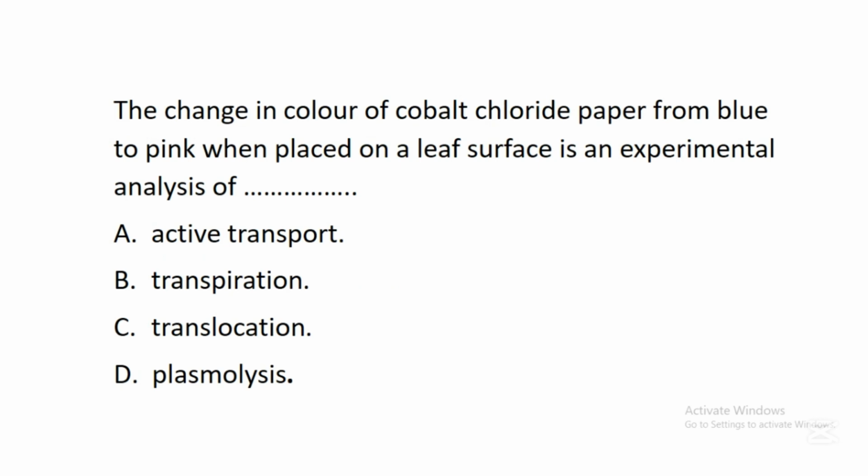The next question says, the change in color of cobalt chloride paper from blue to pink when placed on a leaf surface is an experimental analysis of dash. A. Active transport. B. Transpiration. C. Translocation. D. Plasmolysis. In this question, the correct answer is B, transpiration.